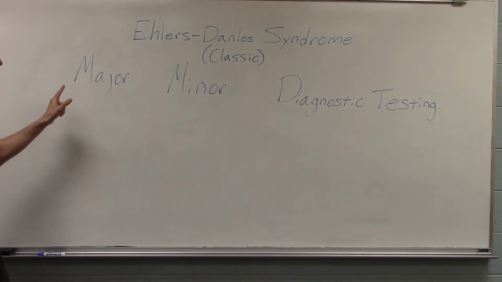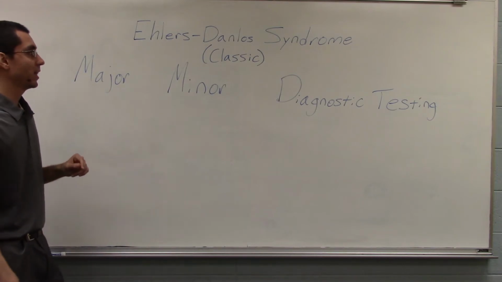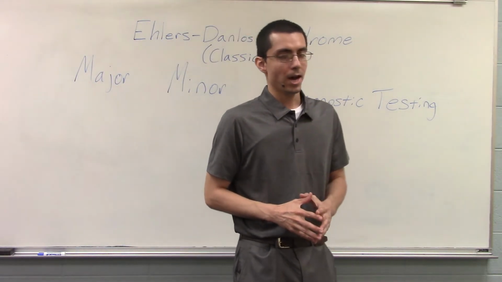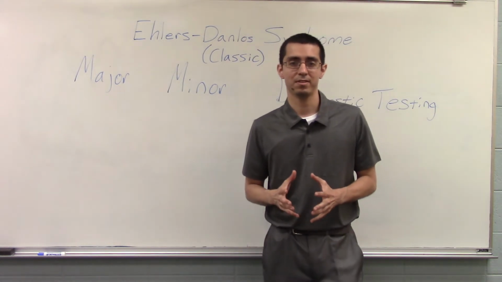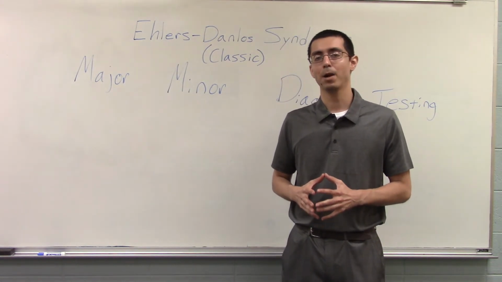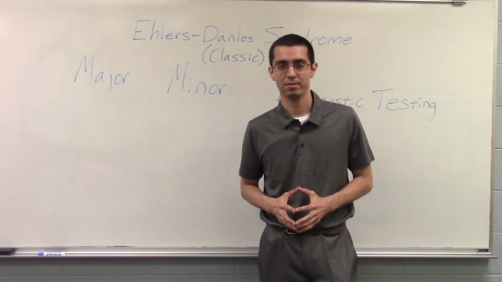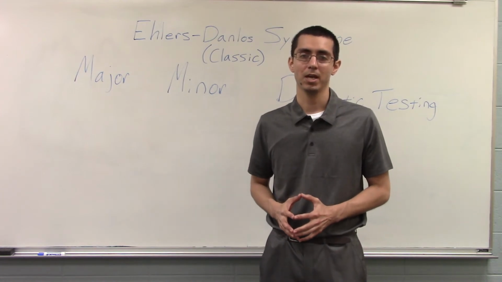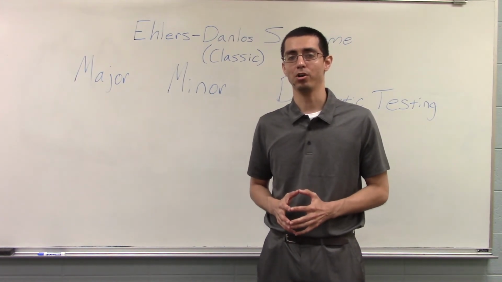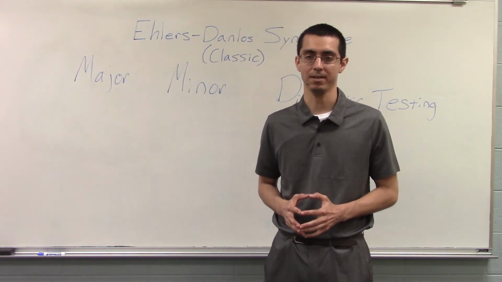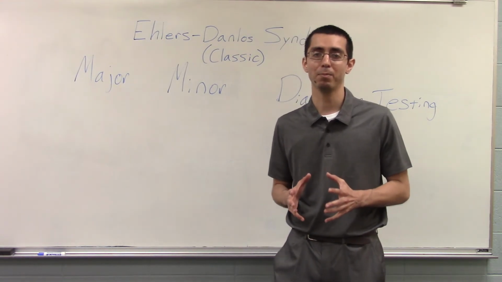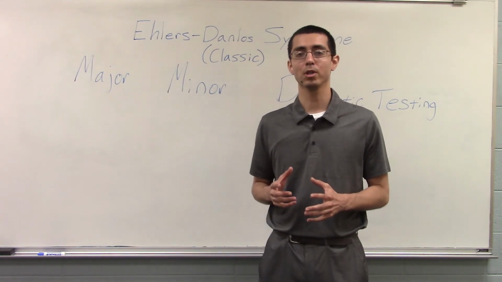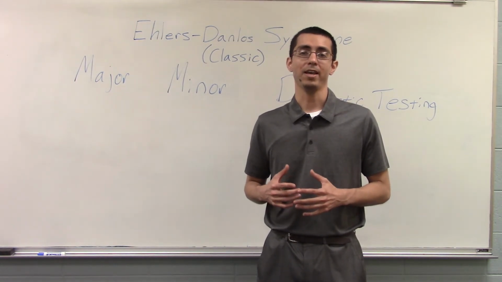The major criteria for classic EDS are hyperextensibility of the skin, hypermobility of the joints, and widening atrophic papyraceous scars with poor wound healing. And these papyraceous scars will look similar to the rolling paper of a cigarette.